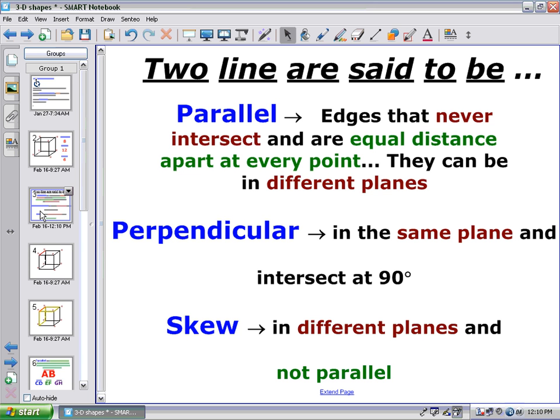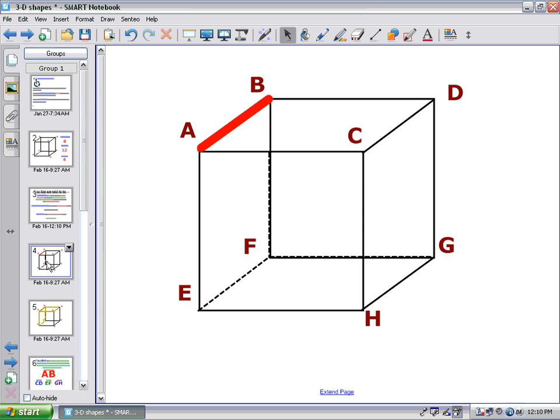And last but not least, skew. 2 lines are considered skew if they are in different planes and they're not parallel. Okay? So the definition of skew is saying that 2 lines are skew if they're in different planes and they're not parallel. Now what we're going to do is go back to our cube, and I'm going to refer from one specific edge to show all of my examples. And the edge I'm going to use is from vertex A to vertex B. So my edge is going to be AB.